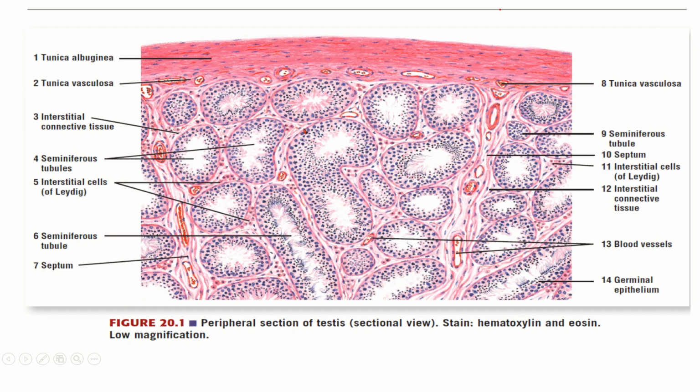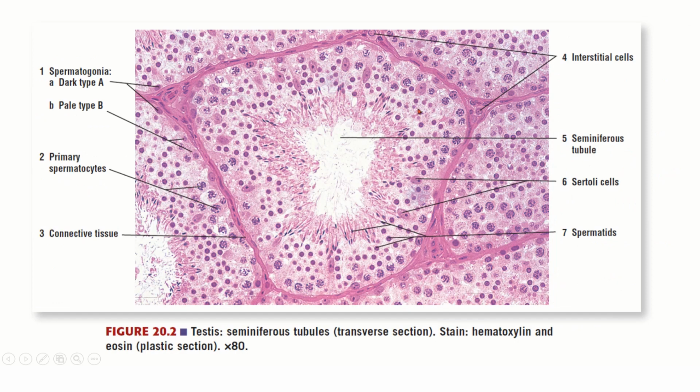You can see this is a section of a testis. You can see all these are seminiferous tubules, and here this is the lumen of the seminiferous tubules. You can see different spermatogonia and spermatocytes. So this is an enhanced image. You can see here these large nuclei are the Sertoli cells, and these are the developing spermatogonia.